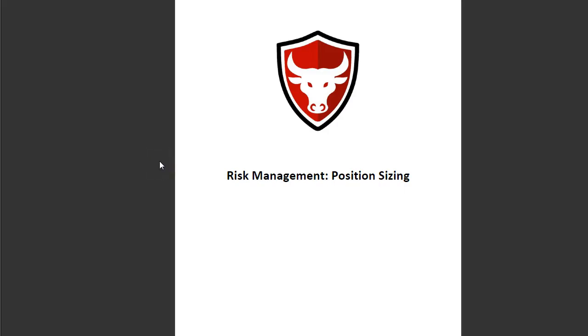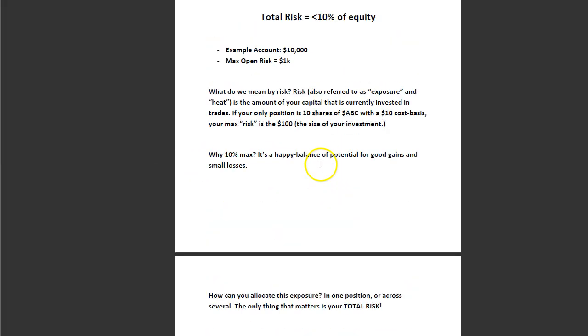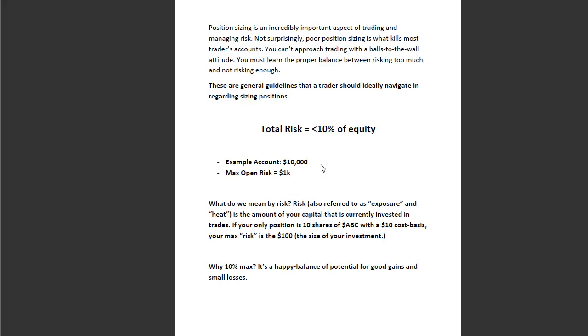What's going on, guys? Tonight we are going to talk about risk management, and more specifically, we're going to talk a bit about position sizing. Position sizing is an incredibly important aspect of trading and managing risk, and I'm sure many of you know from personal experience, unfortunately, it's not surprising that poor position sizing is what kills most traders' accounts.